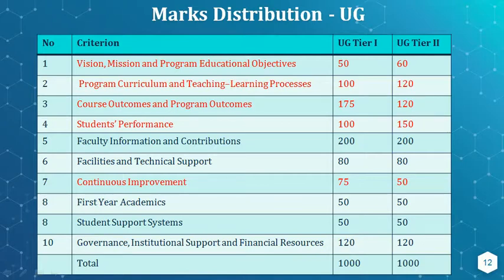Then first year academics, a criterion which is given more concentration, has 50 marks for both tier 1 and tier 2. Student support system, mentoring, counseling and so on, also has 50 marks for both tier 1 and tier 2. Then the 10th criterion, governance, institutional support and financial resources, and financial management, is given 120 marks in tier 1 and 120 marks in tier 2, so there is no difference. Altogether, both UG tier 1 and tier 2 have 1000 marks. So the evaluation will be done for 1000 marks, which consists of 10 criteria.